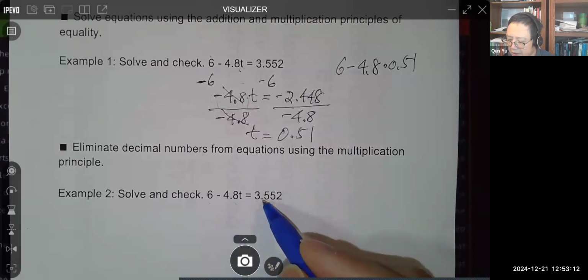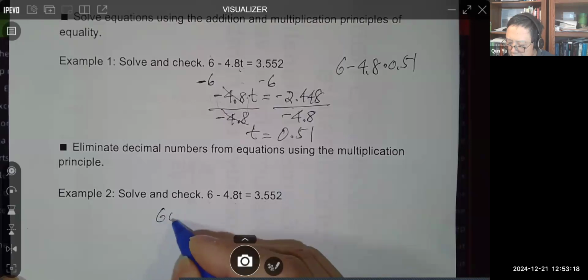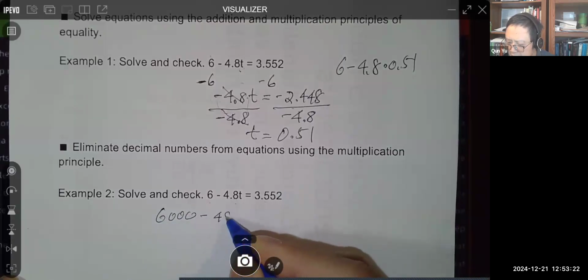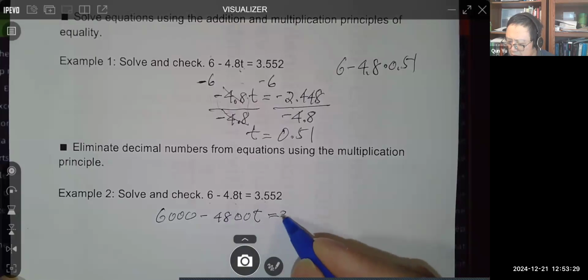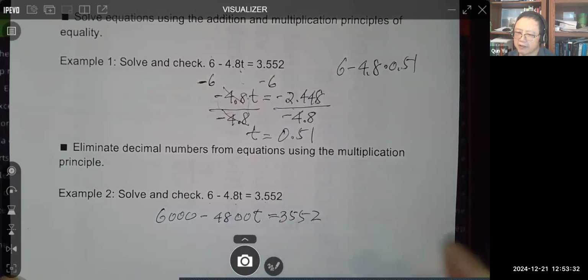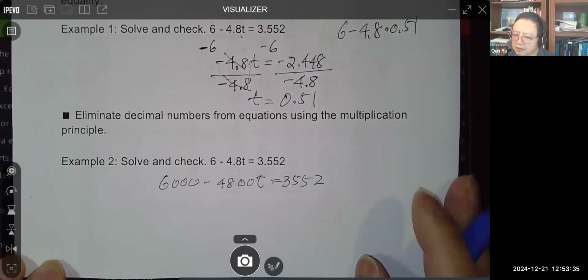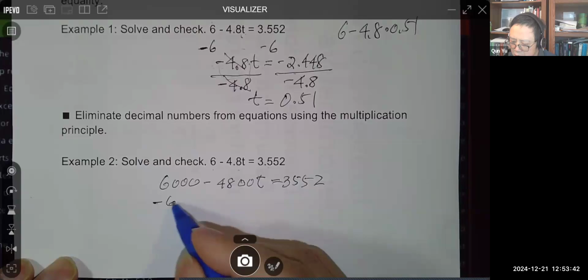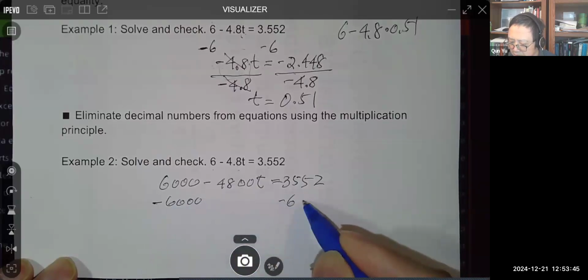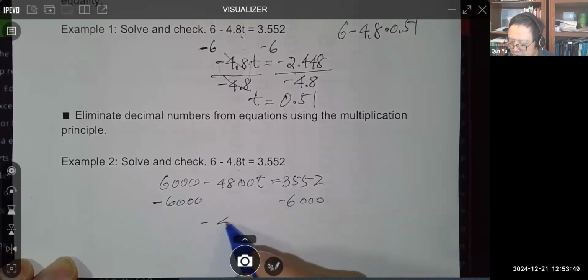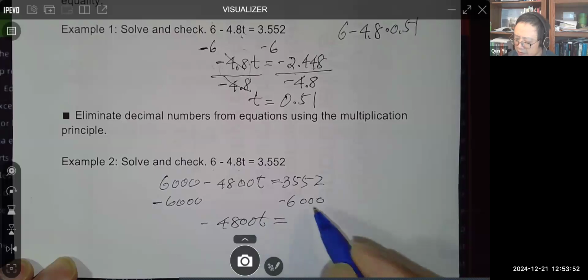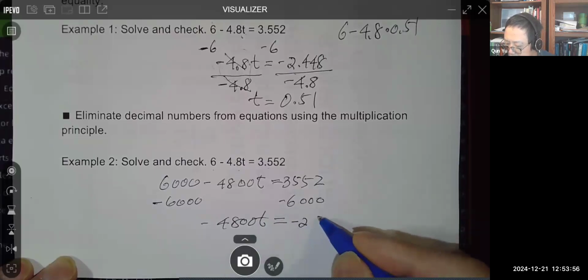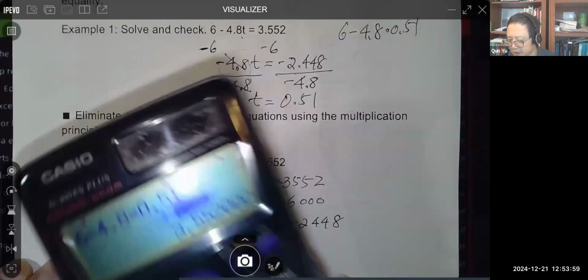So 3 digits for every number. That means we need to multiply each number by 1,000. Just move 3 digits to the right for each number. So we have 6,000 minus 4,800 t equals 3,552. This way we only have whole numbers. And for the rest of the steps, we're going to do exactly the same thing. First, we eliminate this number by itself. So we subtract it on both sides. We got negative 4,800 t equals, if we do that, we're going to get negative 2,448. Let's use a calculator to verify that.